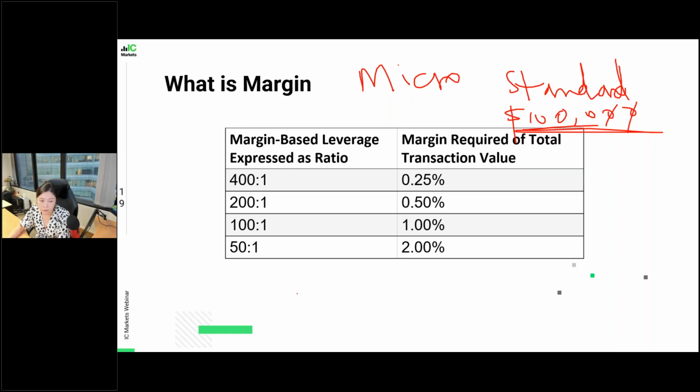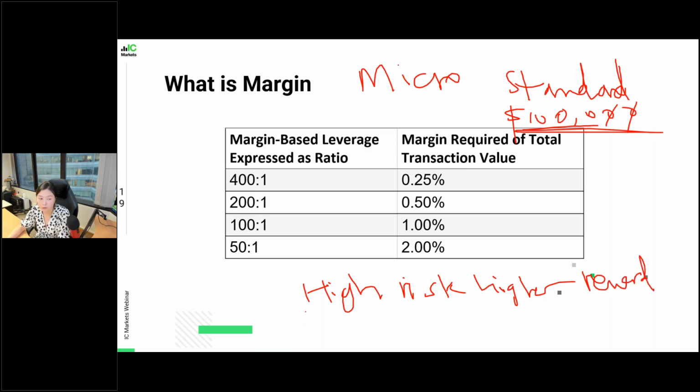Using leverage is also high risk, high reward, because you can trade more in that sense. Potentially you have a bigger hand or a bigger pot to play with.